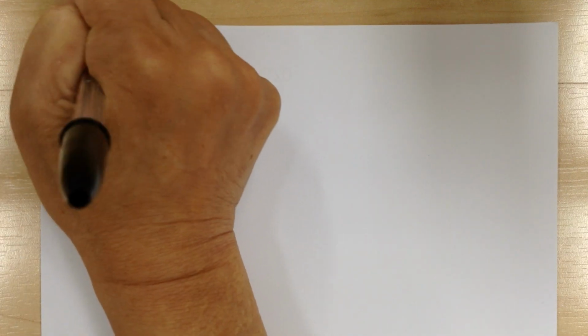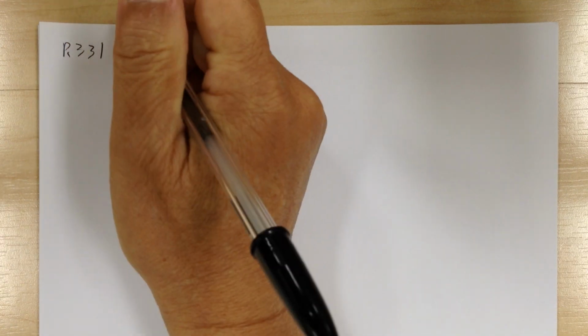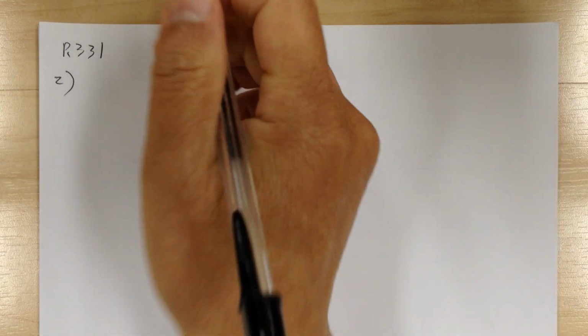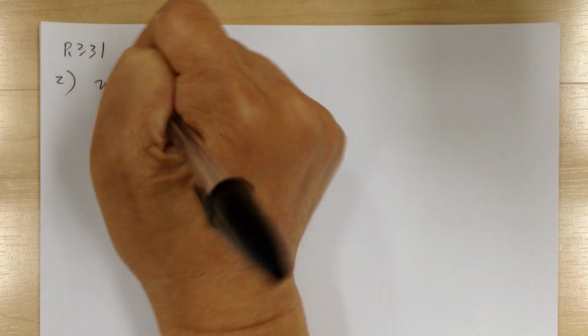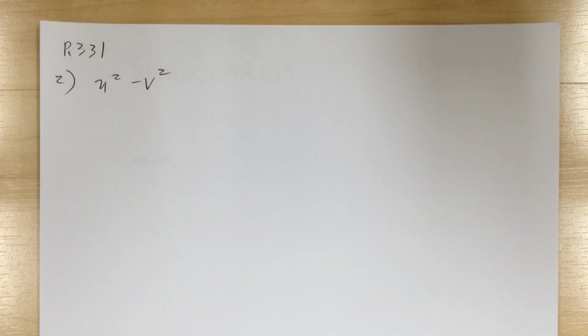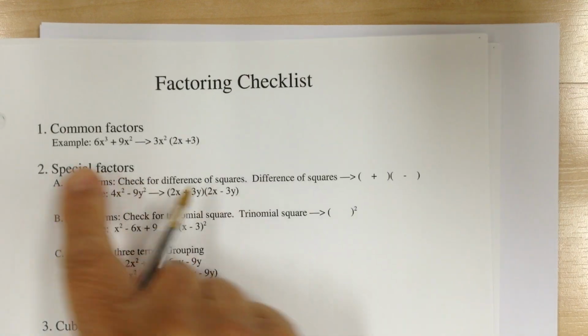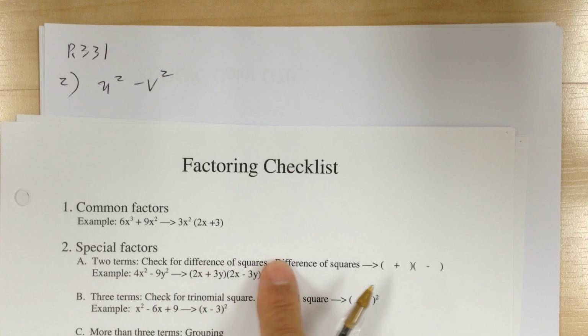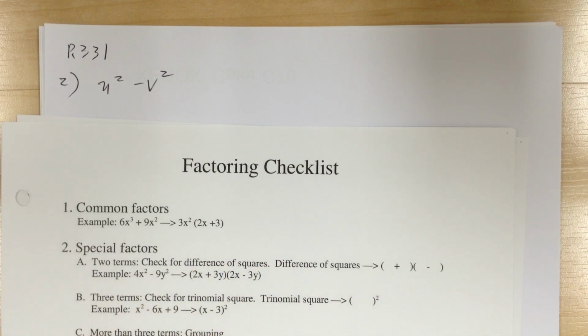Let's go to page 331 and start with number 2. Okay, so you have u squared minus v squared. So again, when you're doing the factoring, make sure you go through the checklist. So step 1, do the common factor. So this one cannot. Then you go to step 2. So don't worry about this yet. We haven't learned this step yet.